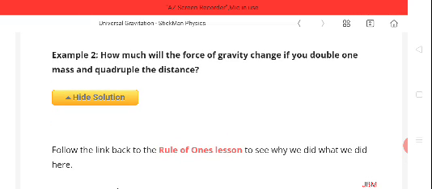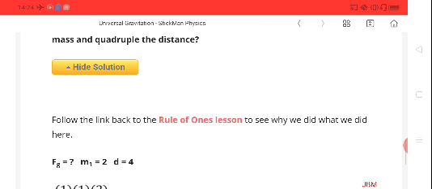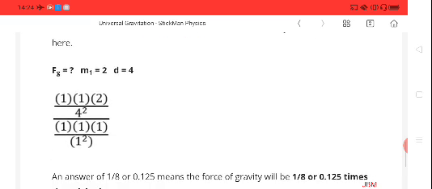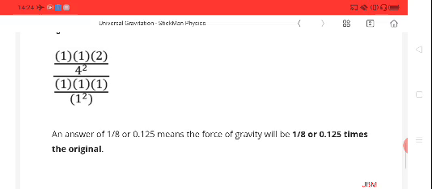How much will the force of gravity change if you double one mass and quadruple the distance? Now this is one type of question that we were discussing right now. By changing the value of masses and distance, we can figure out how the force is going to change.